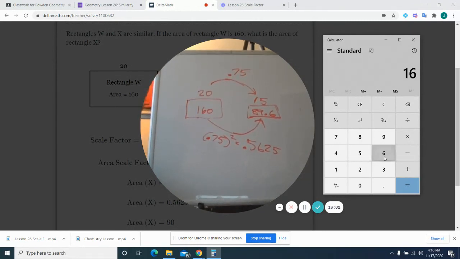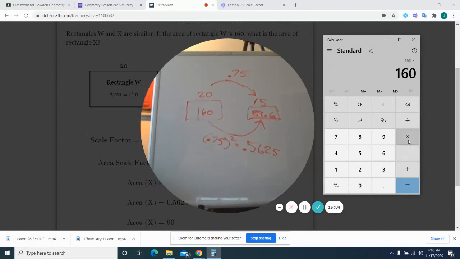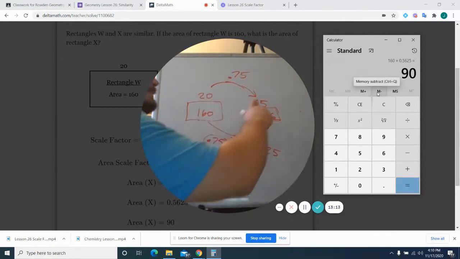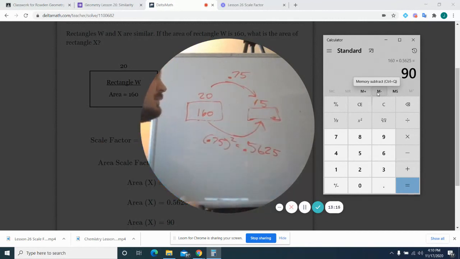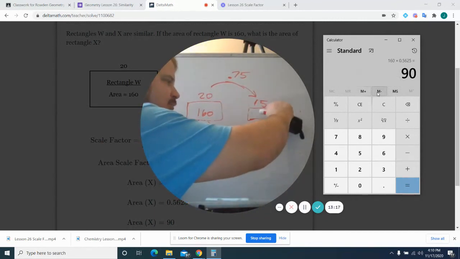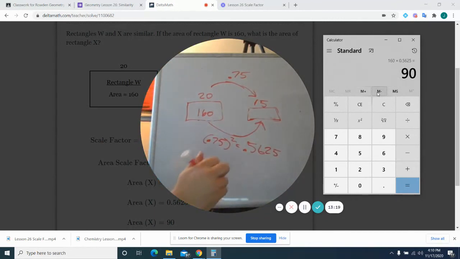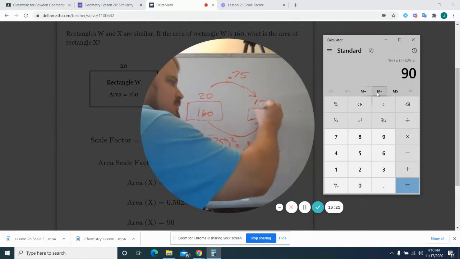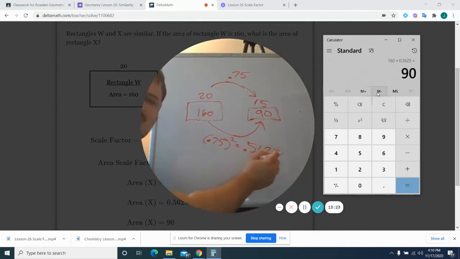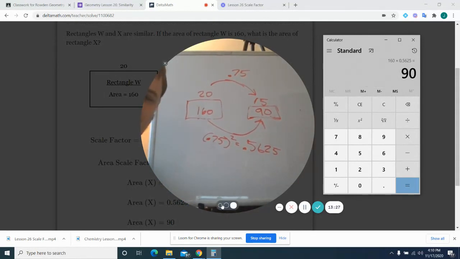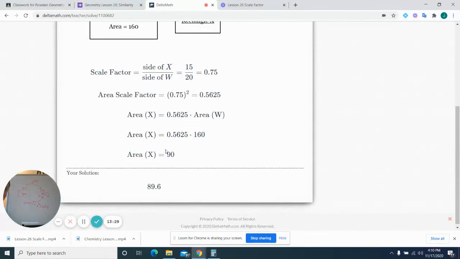So if we do 160 times 0.5625, what do we get? We get not 89.6, but we get 90. So even though I would prefer for you to watch me do it perfect 3 times in a row, maybe this is helpful for you to see me get lazy, leave off some of the decimals, and end up paying for it and get it wrong. So 90 was supposed to be the correct answer. And see, that's what the answer should have been. It should have been 90.